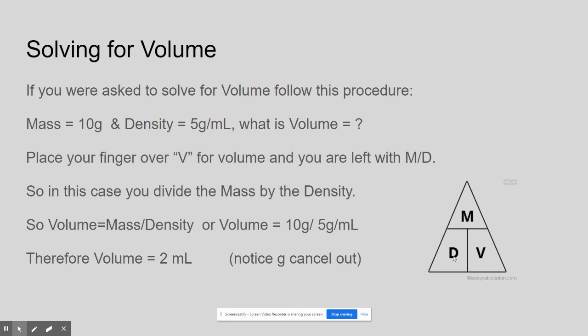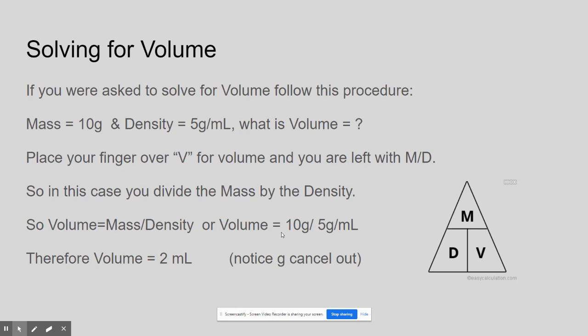So you'd have 10 over 5. 10 divided by 5 is 2. The mass is 10, the density is 5, so 10 divided by 5 is 2. So the volume would be 2, because 10 divided by 5 is 2. Therefore the volume is 2 milliliters.